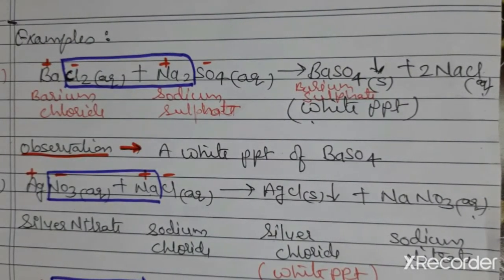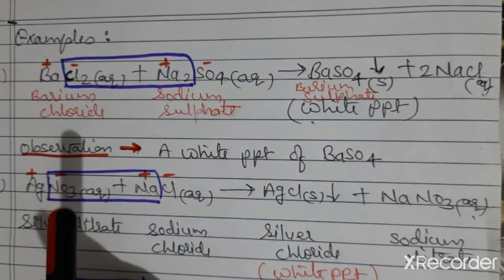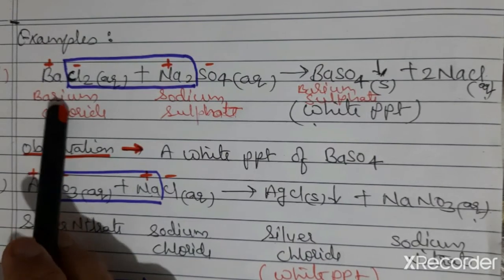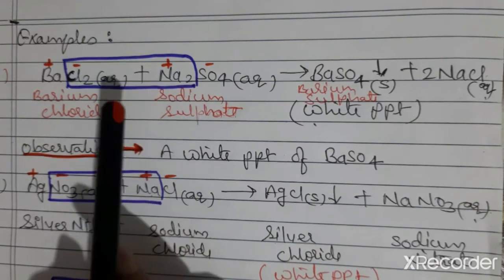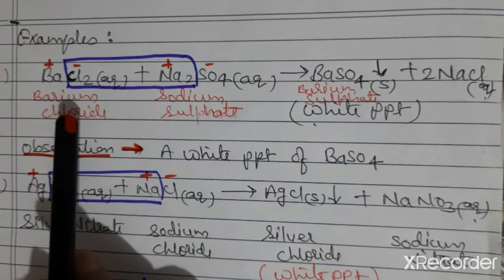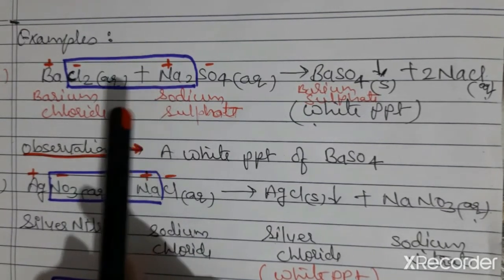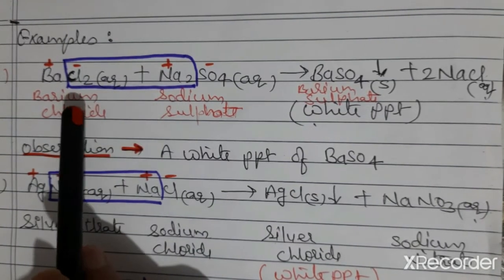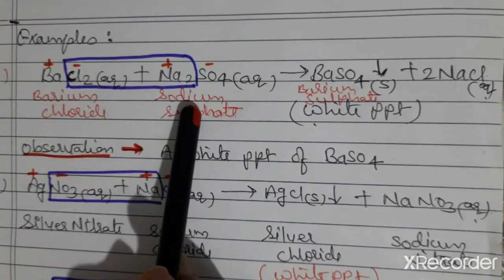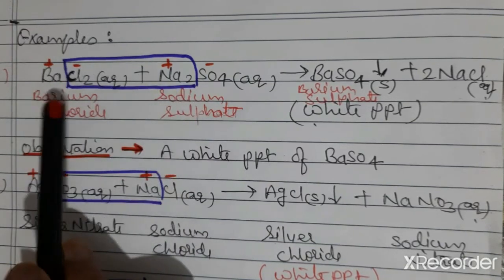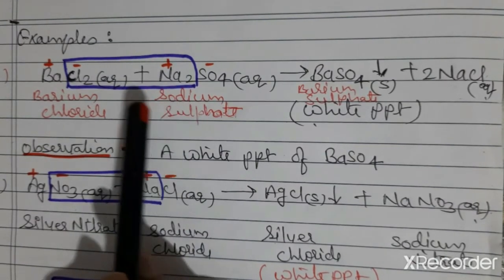For example, if we take two test tubes, in one test tube we take barium chloride salt and in another test tube we take sodium sulfate salt, and we prepare aqueous solutions of these two salts. It means in both test tubes we add water and prepare separate solutions of barium chloride and sodium sulfate. When we mix these two solutions, this reaction takes place in this manner.